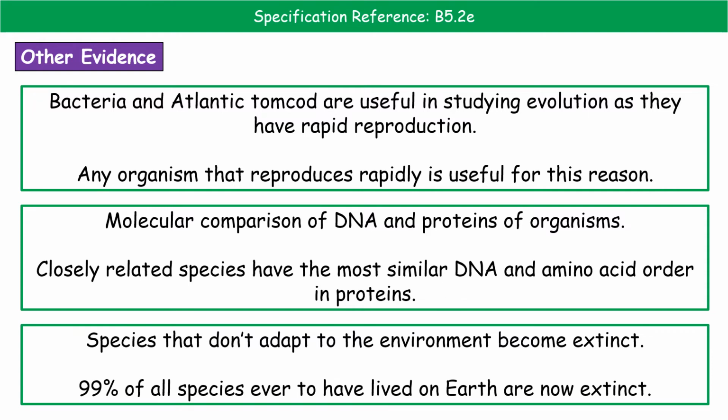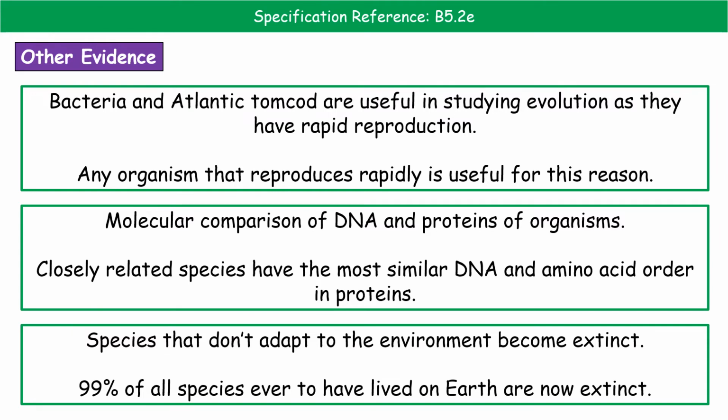Other things we can look at are the actual biological molecules. So one of the key things we can do is compare the DNA. If we look at DNA sequences of different organisms, we can work out how similar or different they are. The more similar, the more closely related those organisms are. Same thing with proteins and the sequences of the amino acids that are present. The more similar the sequence of amino acids in a protein, the more closely related those species will be.